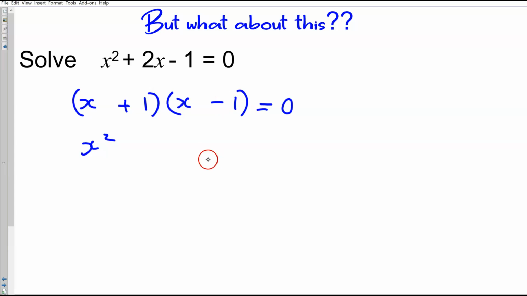So back times back gives me the back. Now look at the middle bits, you're going to get a plus 1x, and then a minus 1x, which cancels out, which gives you this, which is not this. So this will not factorise. You can't solve it by factorising it, but it can be solved. And this is where our quadratic formula comes into play.